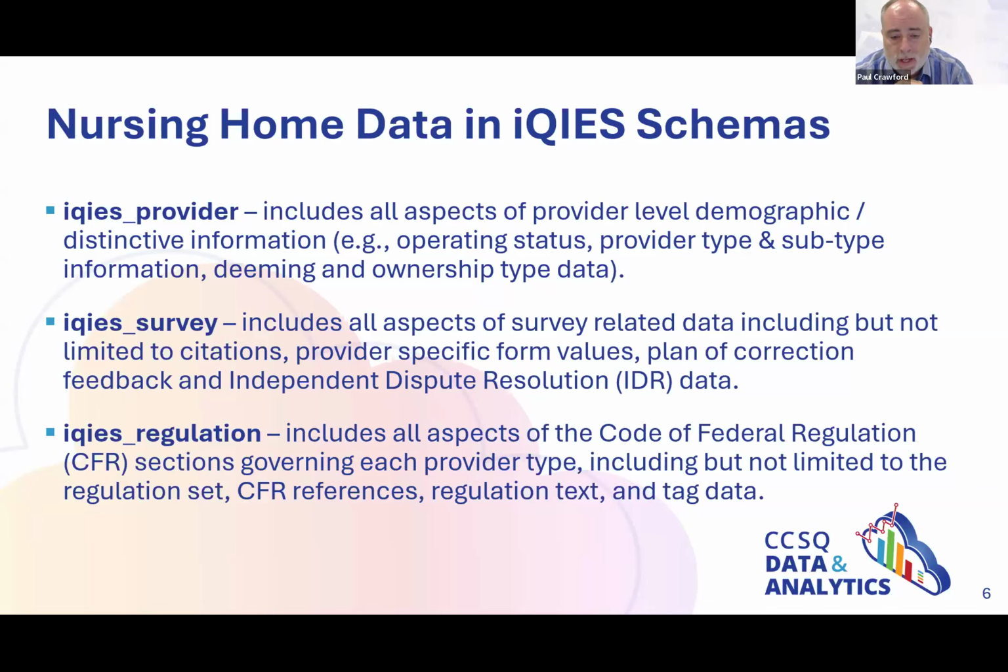The iKeys regulation schema will contain all the details for the Code of Federal Regulations for each provider type. This is not only for nursing homes, but all the other provider types that are in iKeys at the moment. And so this has all the reg set information, the text and tag information.